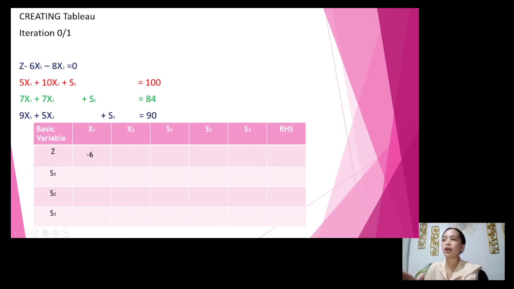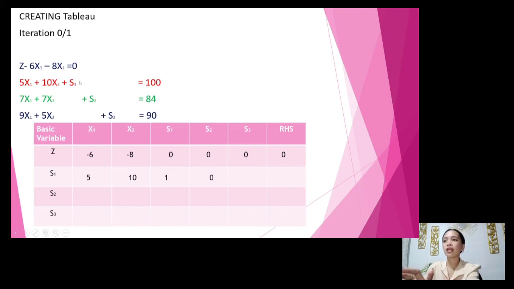This is from our negative x sub 1, so this will be negative 6. Next is negative 8, 0, 0, 0, and equals 0. Then for our s sub 1, we have 5 since we have 5x sub 1 here. Then 10, since we have 10 here. Then 1. So the value of s sub 1 is 1.